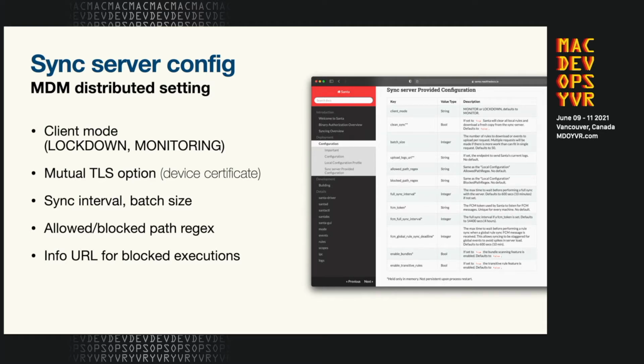Santa can also use a regex to allow or block by path. This is useful for a developer workstation. In a mutual TLS setup, Santa will look up the desired device certificate from the system keychain. And it's also nice to specify an info URL that the end user can visit on blocked executions.